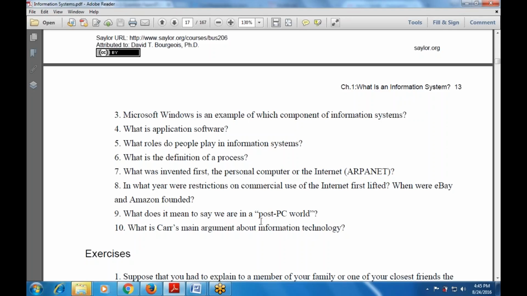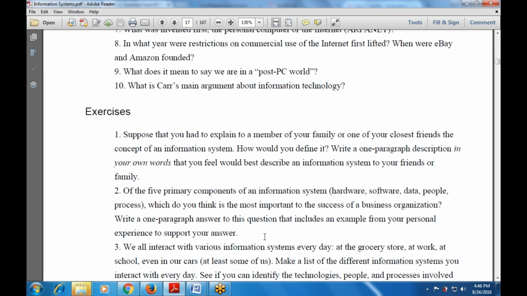Next is, what is the definition of a process? A definition of a process means what are the various steps by which we can process the information. Then what was invented first, the personal PC or the internet? So first of all, it was invented with the personal computer, that is a PC. Then in what year were restrictions on the commercial use of the internet first lifted? That is 1989. And what does it mean to say most PC world? Then what is the CARE main argument about the IT? This is also the exercises.